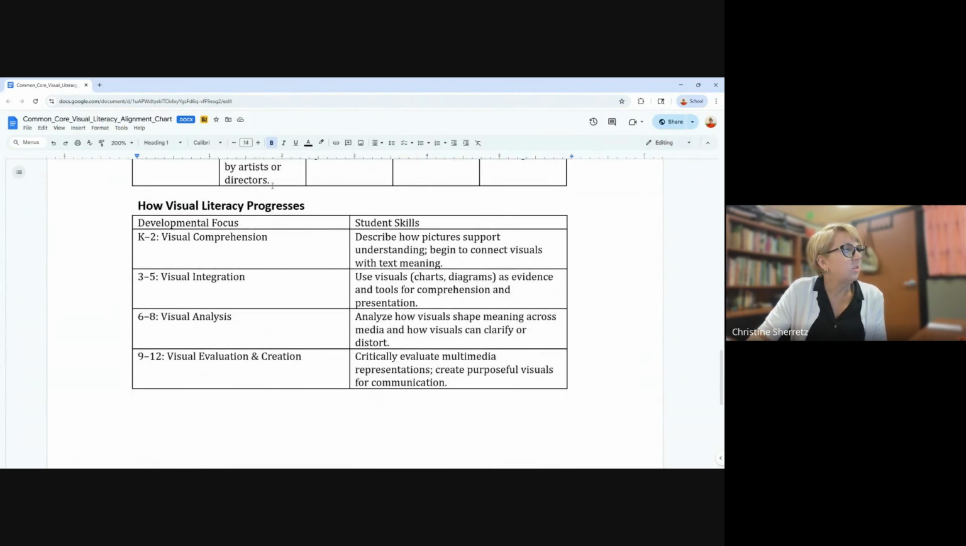And then you can see a little chart here that shows how visuals progress. So in K through 2, we're going to use visuals to help with comprehension. In 3 through 5, we want to integrate visuals in our speaking and listening and in our writing. In 6th through 8th, we're going to start visual analysis. So how do these visuals shape meaning? And then lastly, in 9 through 12, we want to evaluate multimedia presentations.